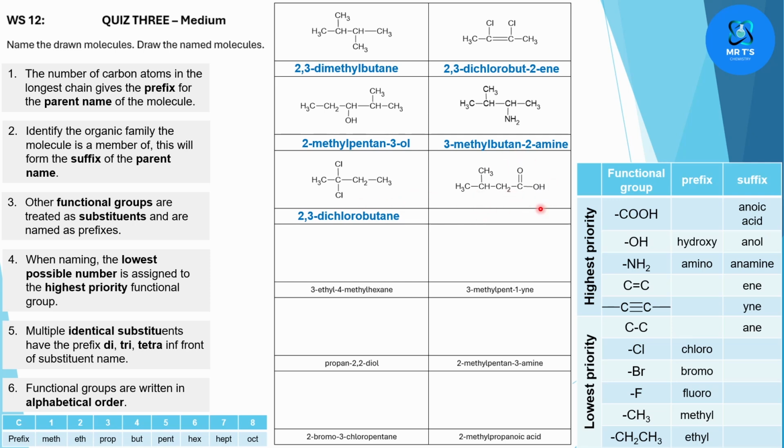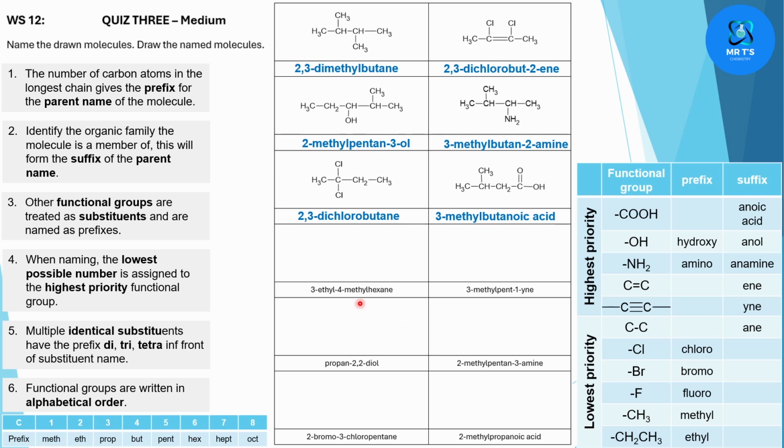The next molecule here, the longest chain that has the carboxylic acid functional group, is 4 carbons in a row. So this is going to be butanoic acid, right? Plus, remember, we have a methyl group coming off here, and we have to give it a number. We number with the 1 starting at the carboxylic acid carbon, so 1, 2, 3. So 3-methylbutanoic acid.